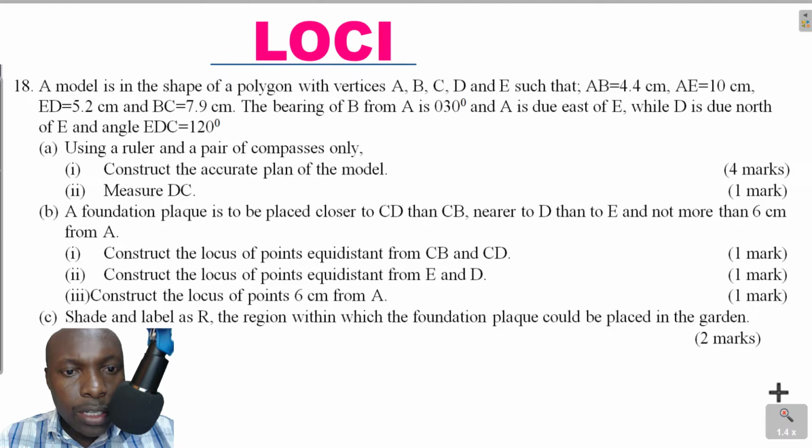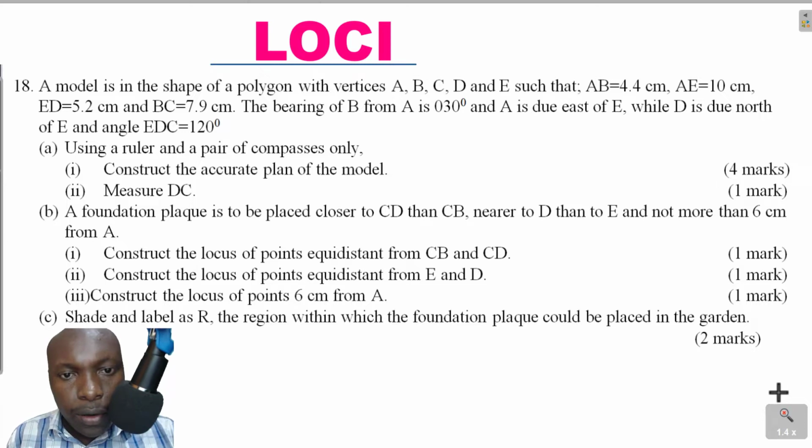1. Construct the accurate plan of the model. 2. Measure DC. B. A foundation plate is to be placed closer to CD than CB, nearer to D than to E, and not more than 6 centimeters from A. 1. Construct the locus of points equidistant from CB and CD. 2. Construct the locus of points equidistant from E and D. 3. Construct the locus of points 6 centimeters from A. Part C. Shade and label as R the region within which the foundation plate could be placed in the garden.